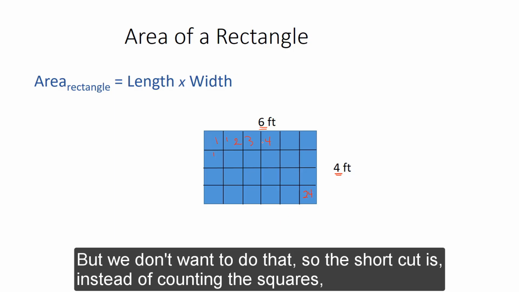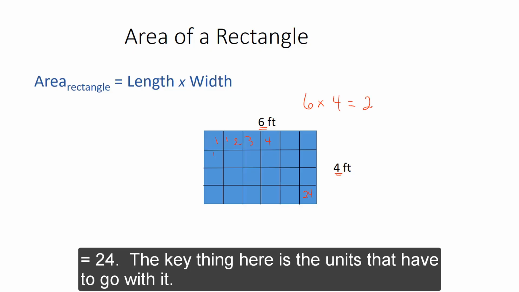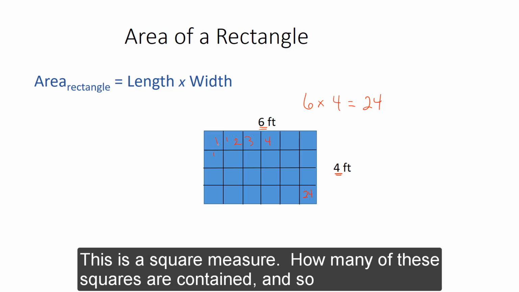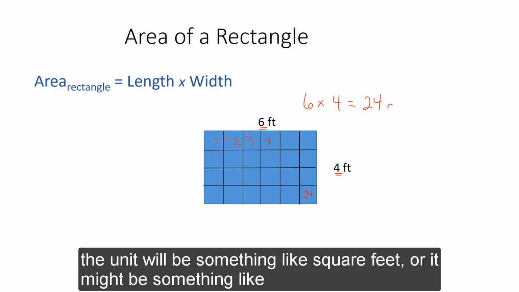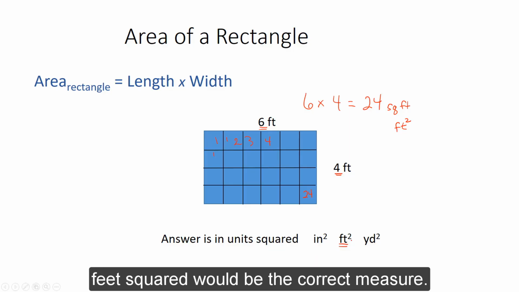But we don't want to do that, so the shortcut, instead of counting the squares, is to simply multiply. So 6 times 4 is equal to 24, and the key thing here is the units that have to go with it. This is not a linear measure. Remember, perimeter was linear, just measuring how long something is. This is a square measure. How many of these squares are contained? And so the unit would be something like square feet, or it might be something like feet squared. You'll be asked to include that unit in there. So in this case, feet squared would be the correct measure.